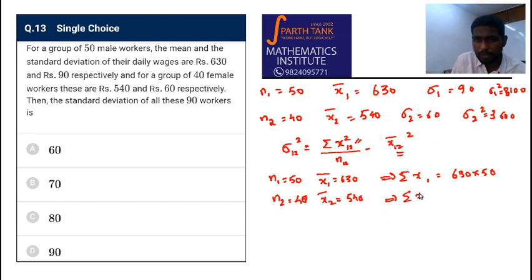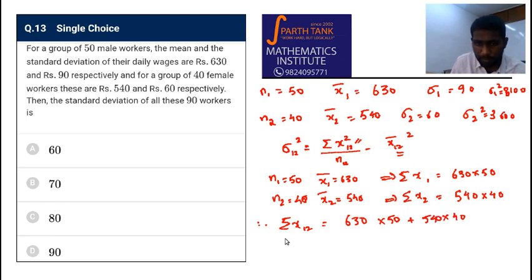This implies the summation of all the set that is women is 540 into 40. Therefore, the total summation of 1 and 2 together would be 630 into 50 plus 540 into 40. Now the mean would be divided by n1 plus n2. So the new mean is this whole thing divided by 90.